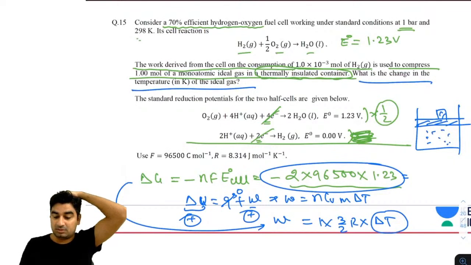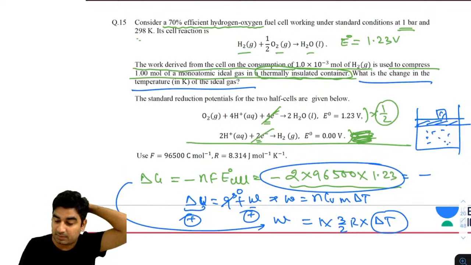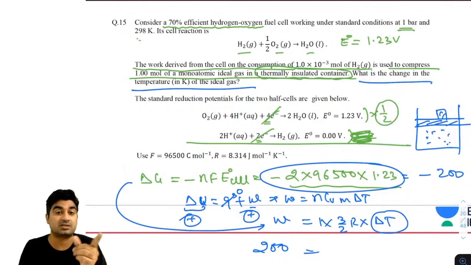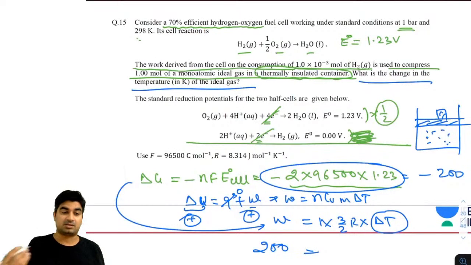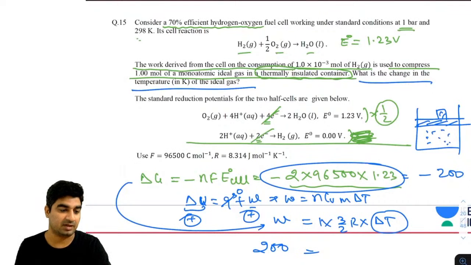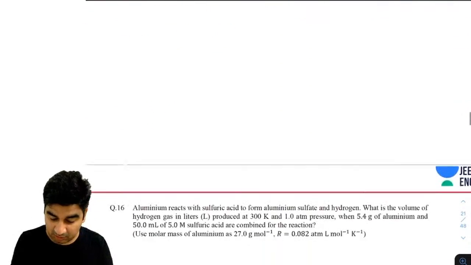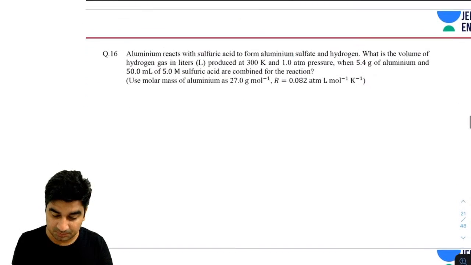Got it? So here you are getting, suppose, minus 200. Here you have to write plus 200. Work done will be positive because now it is done on the system. So don't write a negative answer. It will be positive here. It will be positive, guys. Any doubt, please ask. So guys, now I'm moving on to the next question.